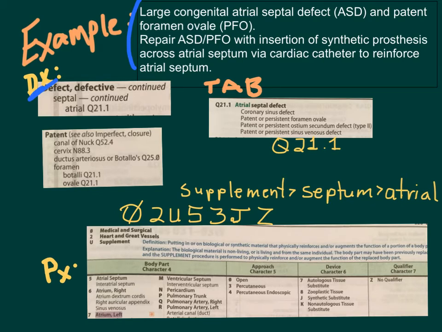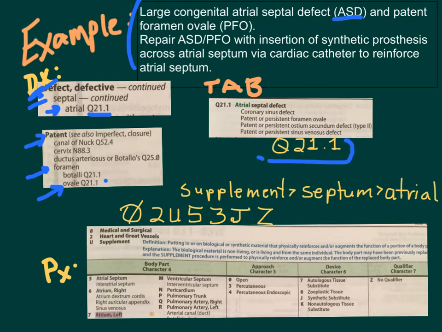So your first instinct is probably to start up here with our diagnoses, so that's good. If you look up ASD, you start with the main term of defect, and there you find a subterm septal, atrial, Q21.1. Or if you decided to start with the PFO route, you can start with the main term patent, foramen, ovale. We have the same code, Q21.1, either route.